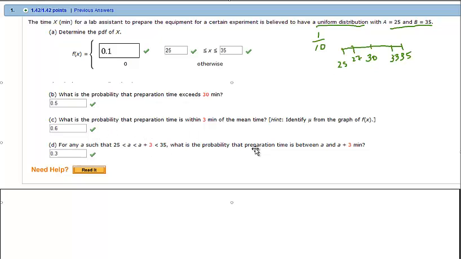The third one, anytime between A and A plus 3 minutes. So all you're doing is saying anytime in between there, 3 minutes, 0.1 for each minute, so that would just be 0.3.